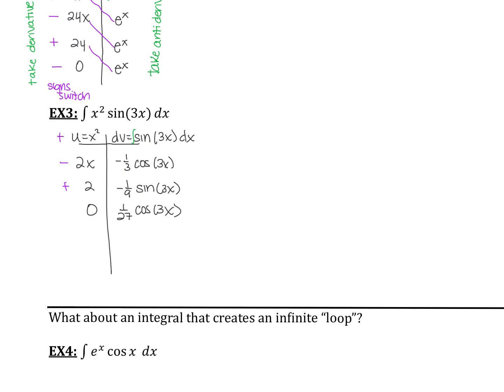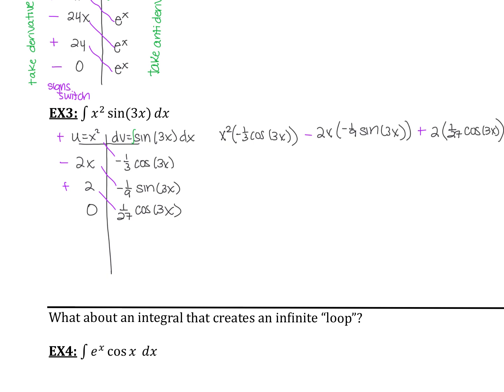Now when I multiply, it gets a little bit messy because my signs will change. I originally had a positive x squared, but I'm multiplying it by negative 1/3 cosine 3x. And then I had a negative 2x, but I'm multiplying that by negative 1/9 sine of 3x. And yes, I probably wouldn't show this step. I just want you to see it. Plus 2 times positive, in this case, 1/27 cosine of 3x.